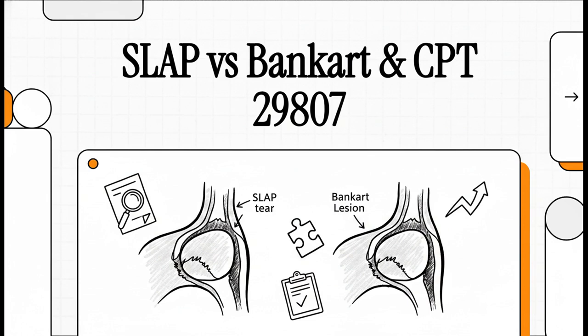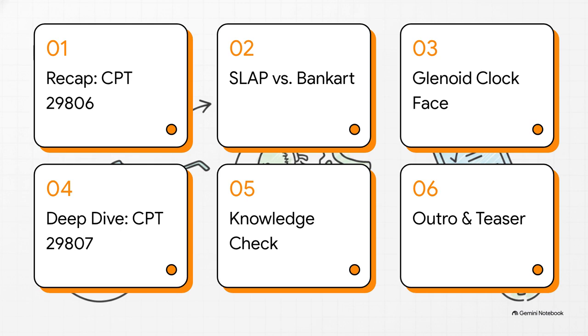If you've been with us so far, you know we're building a rock-solid foundation in shoulder arthroscopy coding. Today, we're targeting one of the most frequently tested and honestly commonly misunderstood areas in orthopedic coding, the very top of the shoulder socket. Here's a quick look at our agenda for this explainer.